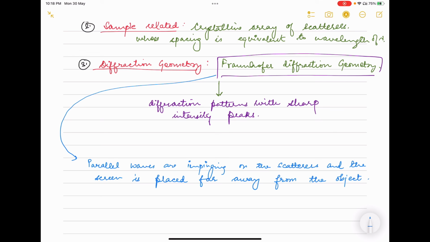Now, after we have realized this diffraction phenomena, let us move to X-ray diffraction.